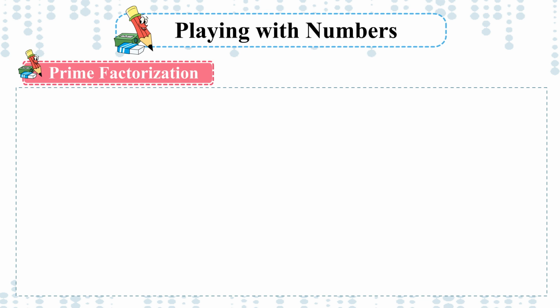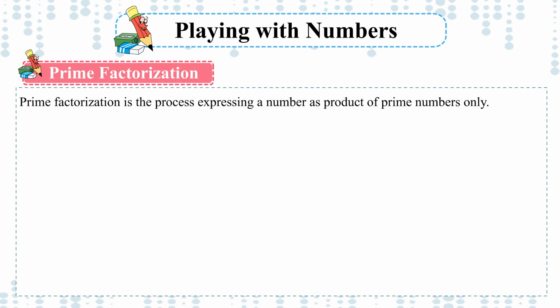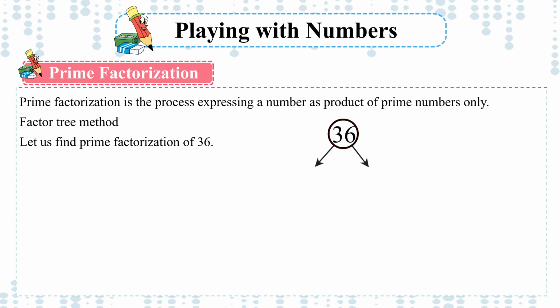Prime factorization. Prime factorization is a process of expressing a number as a product of prime numbers only. Factor tree method. Let us find the prime factorization of 36. Factor tree of 36. The smallest prime number that divides 36 is 2, and 2 multiplied by 18 is 36.